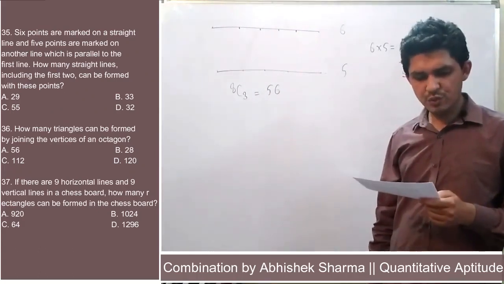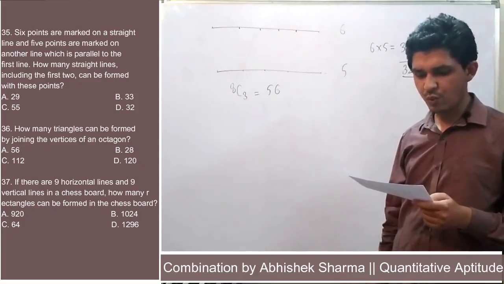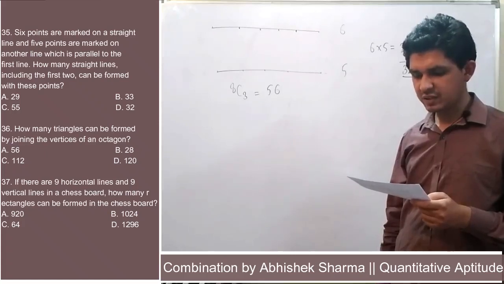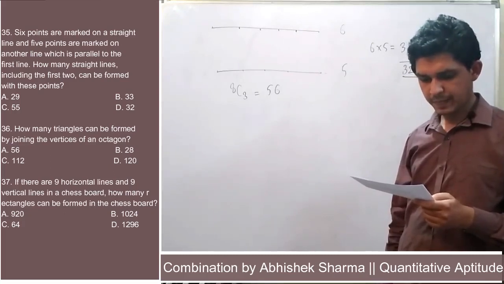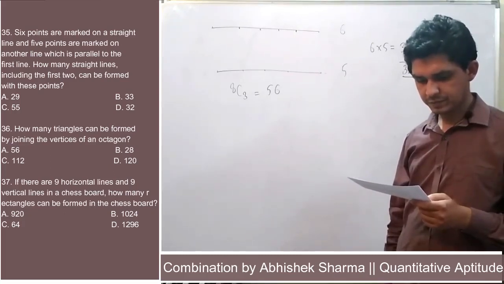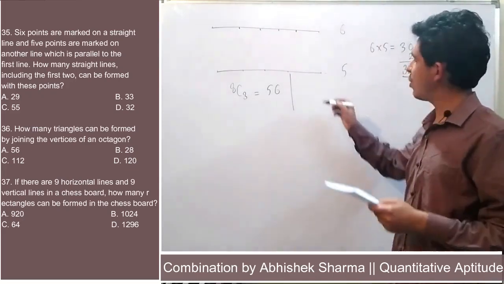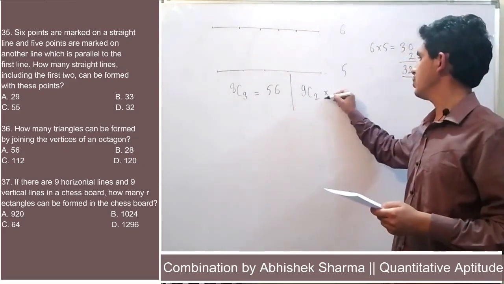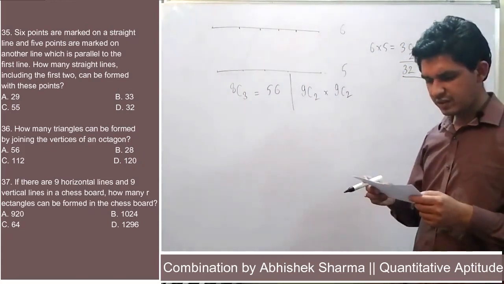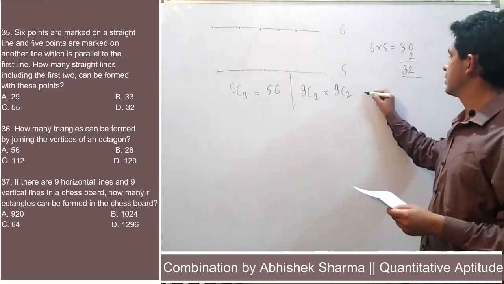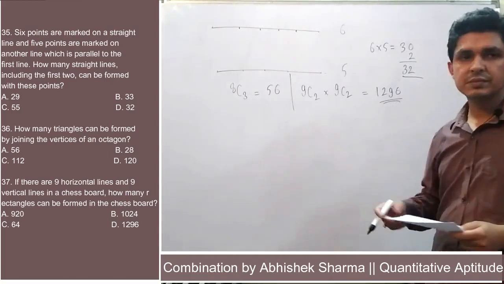right? Coming to the next question, there are 9 horizontal lines and 9 vertical lines in a chessboard. How many rectangles can be formed in this chessboard? So the answer will be very simple. There are 9 horizontal and 9 vertical lines. This will be 9C2 multiplied by 9C2, and the answer here we will have is 1296, right?